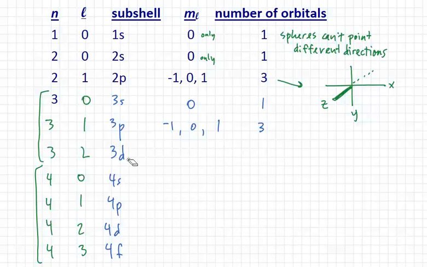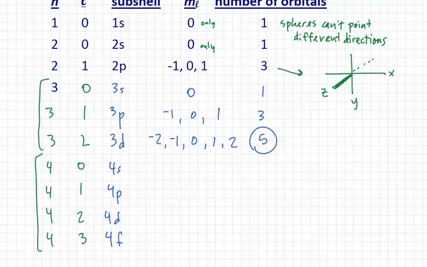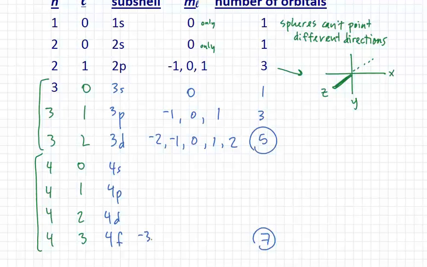How many 3d orbitals will there be in a set then? 5, because we can go from negative 2 all the way up to positive 2. There are 5 of them. You could repeat the same pattern for these, but how many f orbitals will there be? There will be 7 of them in a set, because we'll go from negative 3, 2, 1, 0, 1, 2, 3.